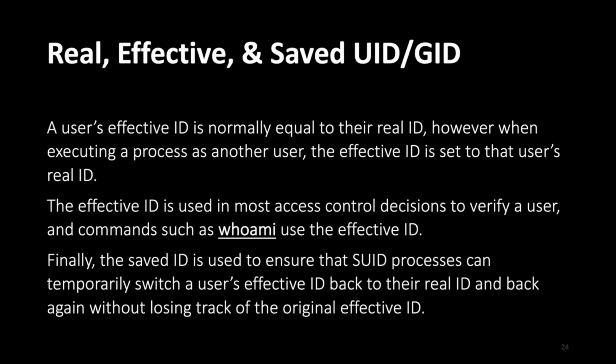A user's effective ID is normally equal to their real ID. However, when executing a process as another user, the effective ID is set to that user's real ID. The effective ID is used in most access control decisions to verify a user, and commands such as whoami use the effective ID. Finally, the saved ID is used to ensure that SUID processes can temporarily switch a user's effective ID back to their real ID and back again, without losing track of the original effective ID.